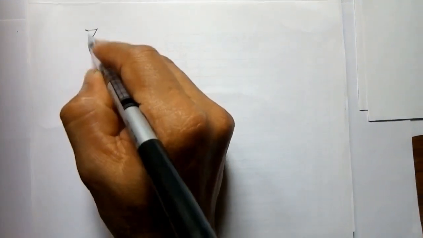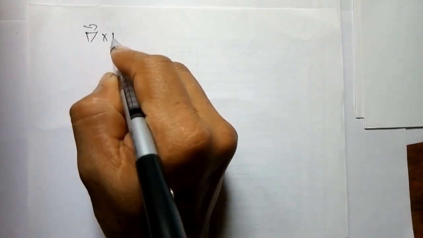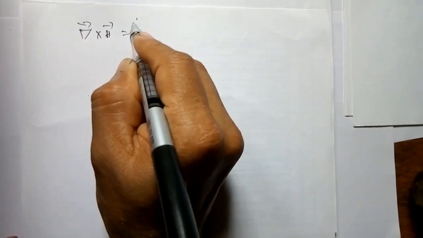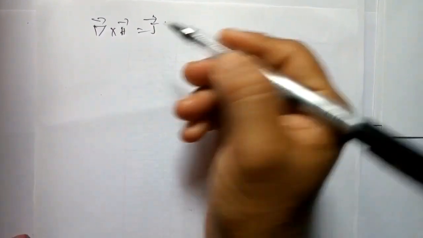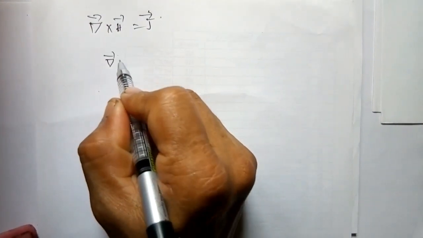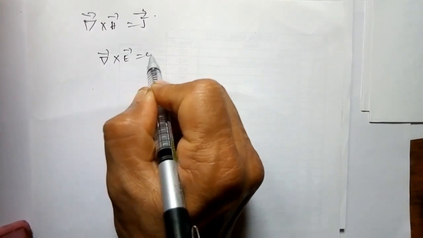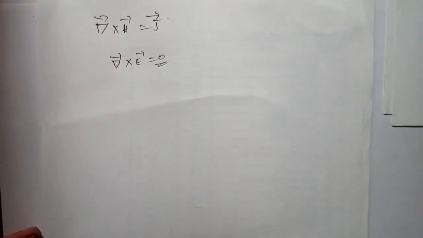For example, the magnetic field around a straight conductor carrying current is expressed as del cross H is equal to J. So how much is it able to rotate? The curl of an irrotational vector is 0. For a static electric field, which we recall, del cross E is equal to 0. The curl of a static electric field is 0.